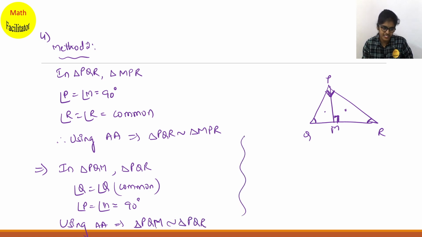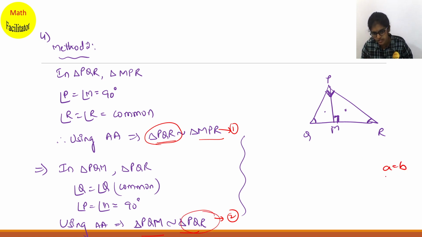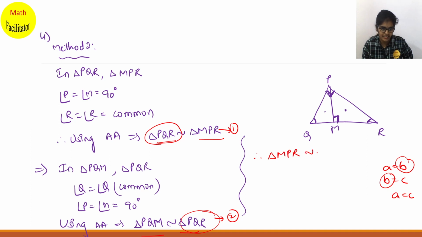Now see the statement. This is 1, this is 2. In 1 you have triangle PQR is similar to triangle MPR. In 2 you have triangle PQM is similar to triangle PQR. That means triangle PQR is common, similar to two triangles. You can say A equals B equals C; B is common, so you can write A equals C. Similarly, I can write triangle MPR, this smaller triangle, is similar to triangle PQM. So the two smaller triangles are similar to each other, and also similar to the bigger triangle. Clear? That is the same statement which we wrote there, and here we proved it.